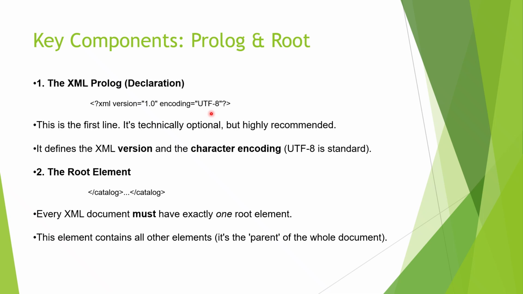Below that, we have the most important rule. Every XML document must have a single root element that wraps everything else. In our example, catalog is the root element. Every XML document must have only one root element, and this element contains all other elements. It is like a parent to the whole document.